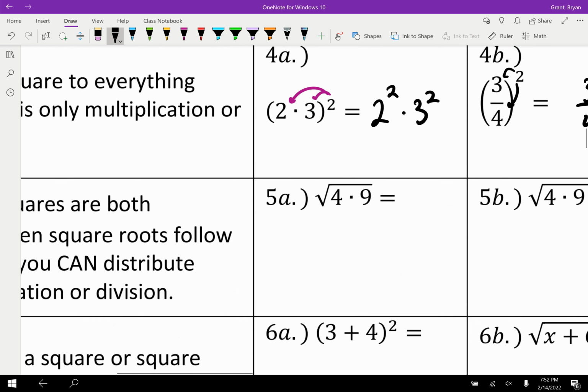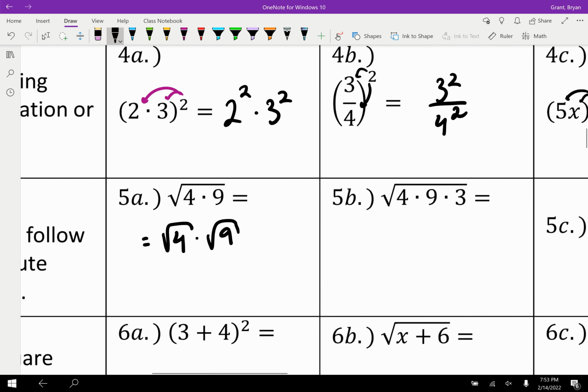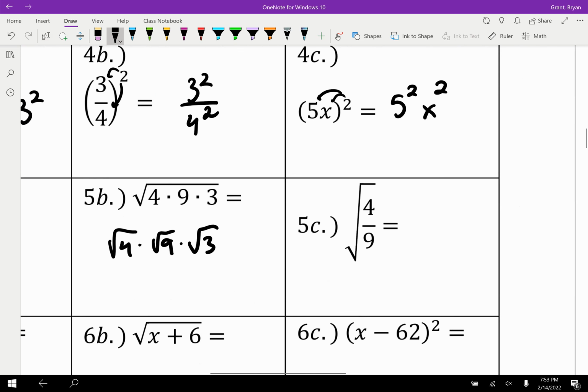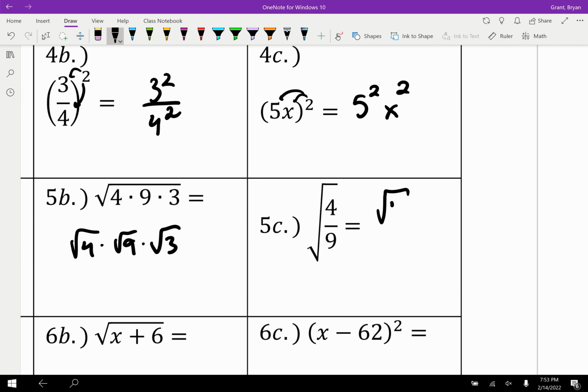Like on 4a, when we had a square on the outside of multiplication, we could distribute the square. Same thing with a square root. We are allowed to distribute that square root to each individual, I guess I should say factor here, but same idea. When you have 3 of them, and we saw this last class as well, you can distribute the square root to all 3. And if you have the square root of division, and we are actually going to use this later on today, you can distribute that square root.